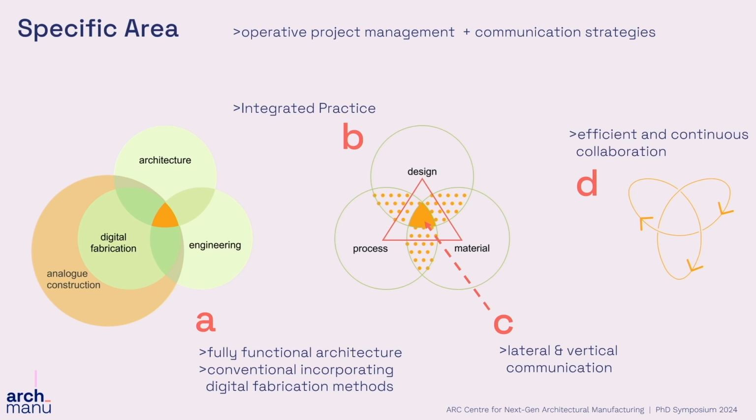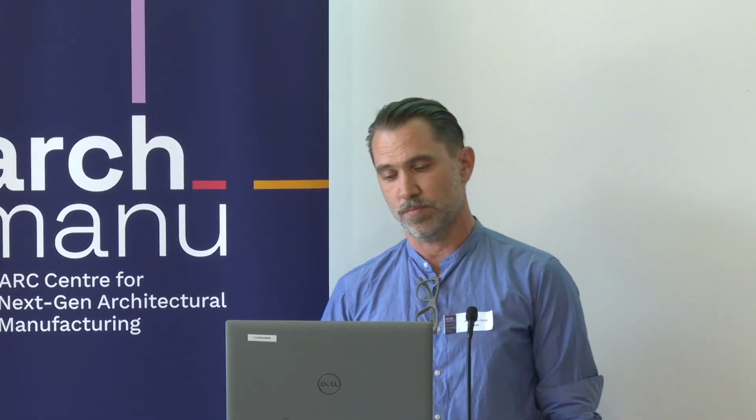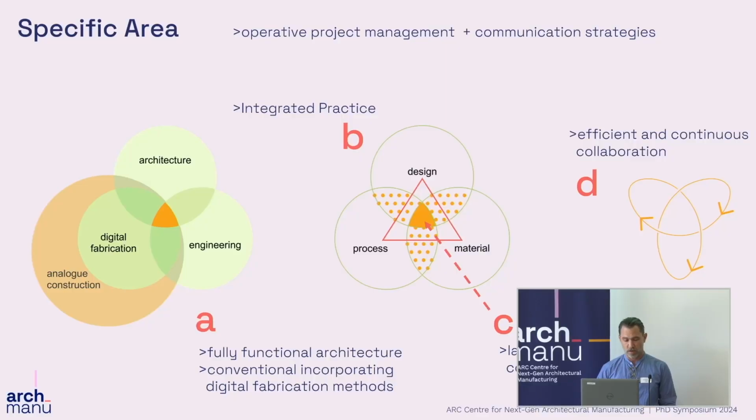A, only a few papers were looking into fully functional architecture, where digital fabrication elements are integrated in a more analog construction process. B, integrated practices and their inherent strategies like lean management, lean construction, and alliance contracting have not been fully explored yet. C, the absence of lateral and vertical communication is where most projects fail to meet expectations. D, an effective collaboration is outlined here using a trefoil knot, which is repetitively and continuously connecting all sectors of the planning process.